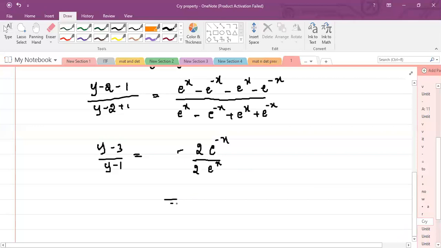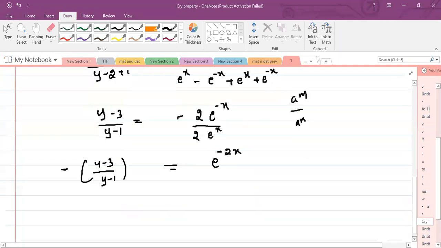Now I will cancel 2 and 2, then shift the minus sign into the left hand side. It is (y minus 3) divided by (y minus 1), with the minus sign on the left hand side, equal to e raised to minus x, and the denominator e raised to x will be in the numerator to get e raised to minus 2x. By laws of indices, a raised to m divided by a raised to n is a raised to m minus n, so it is e raised to minus 2x.